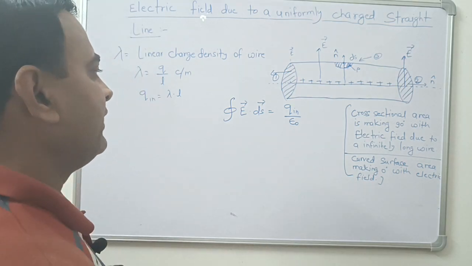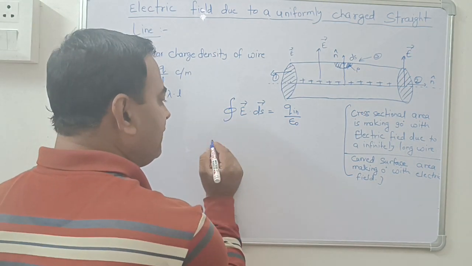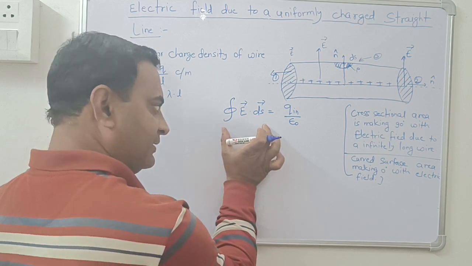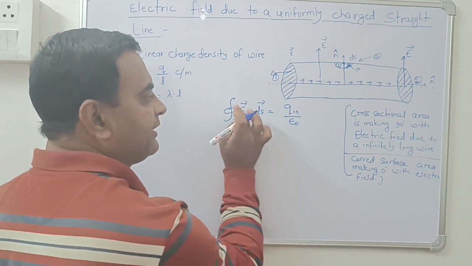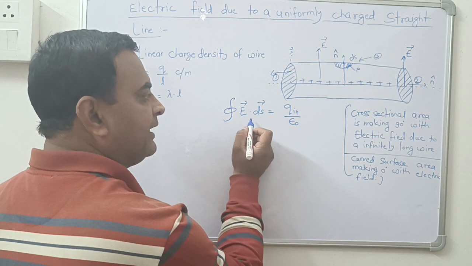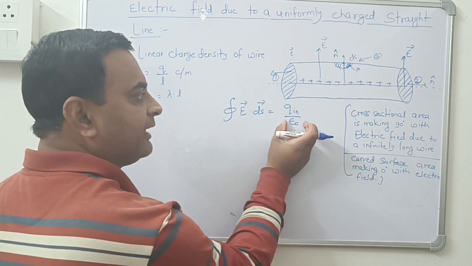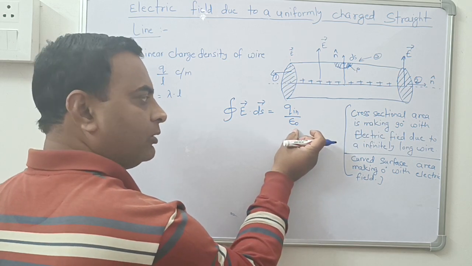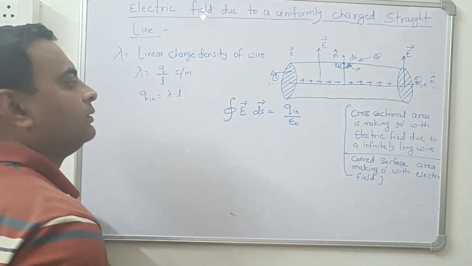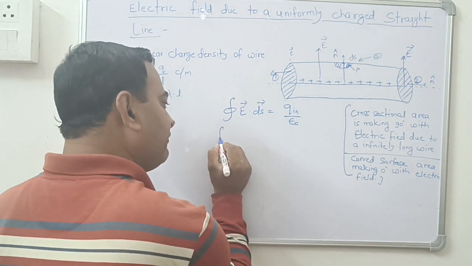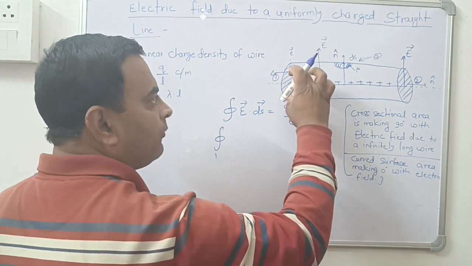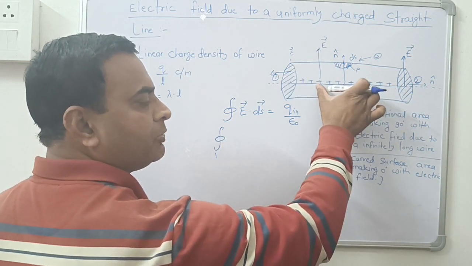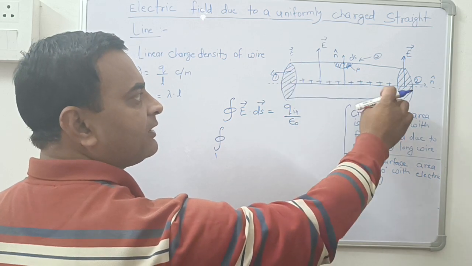Now if we simplify, what this equation says is that if you integrate E dot dA over a closed surface, you will get the total charge enclosed upon epsilon naught. Now, to simplify this term, there are three surfaces created by this wire.